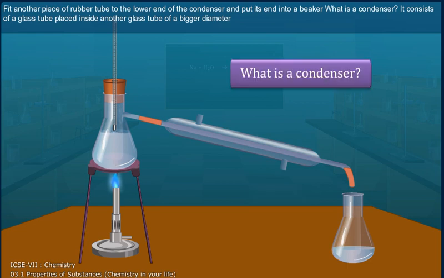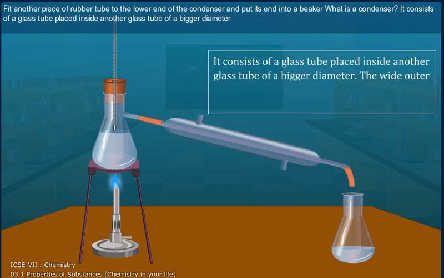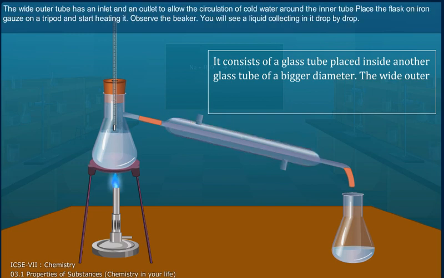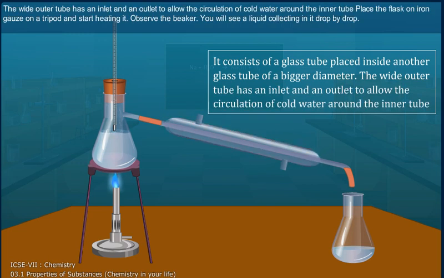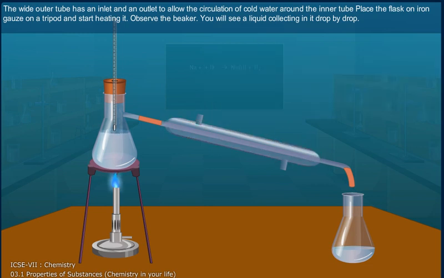What is a condenser? It consists of a glass tube placed inside another glass tube of a bigger diameter. The wide outer tube has an inlet and an outlet to allow the circulation of cold water around the inner tube. Place the flask on an iron gauze on a tripod and start heating. Observe the beaker. You will see a liquid collecting in it drop by drop.